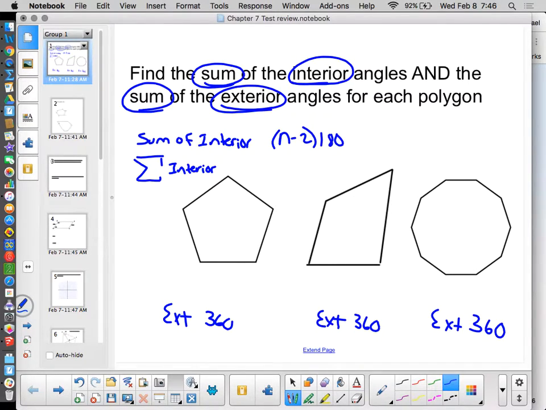times 180. Okay, so this is going to be 5 sides: 1, 2, 3, 4, 5 sides. So 5 minus 2 is going to be 3 times 180, or 540. It's a quadrilateral. We should know the sum for a quadrilateral off the top of our heads. What's it always for 4 sides? 360.